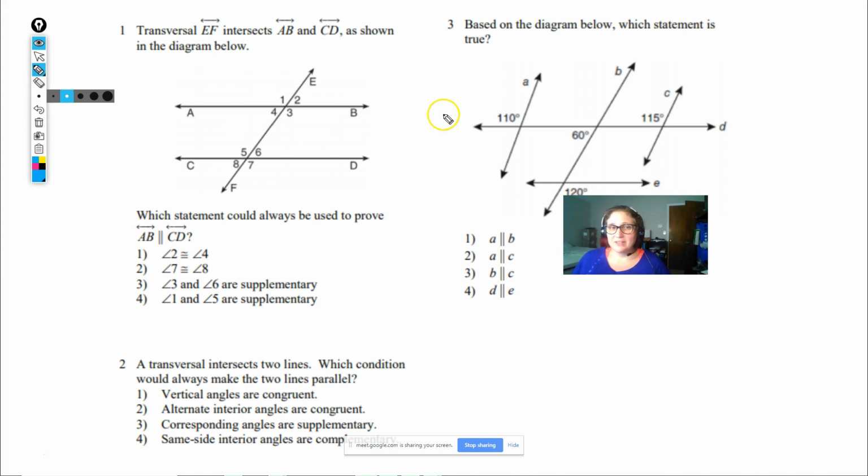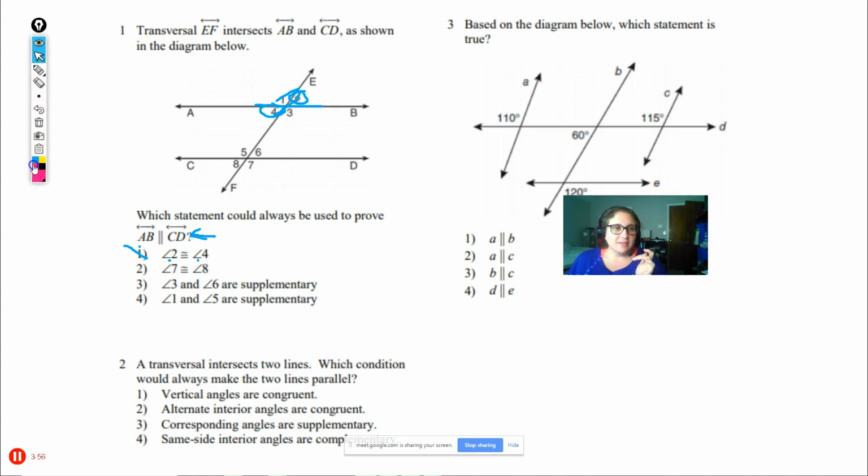Okay, no one's brave yet, so I will walk you through it. Let's look at what the types of angles are. Here is angle 2 and here is angle 4. Vertical angles form an X, so these are vertical angles. Vertical angles have nothing to do with parallel lines. They happen anytime you have two lines that intersect. Because we're trying to prove parallel, the fact that it says vertical angles doesn't help us at all.